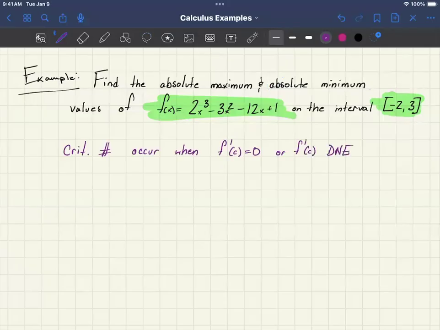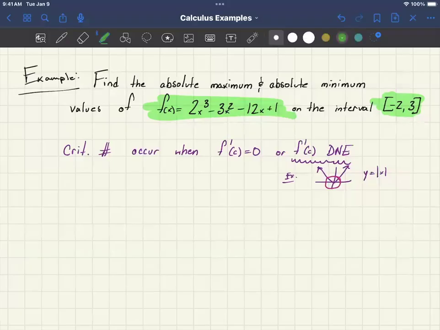Now I put a c in there instead of an x because we're looking at a specific point, call it c. Just as an example of where the derivative doesn't exist, one good example that you've probably seen in most textbooks would be y equals the absolute value of x. Our derivative at the center point does not exist because it's a sharp point, but at the same time, it is a minimum.